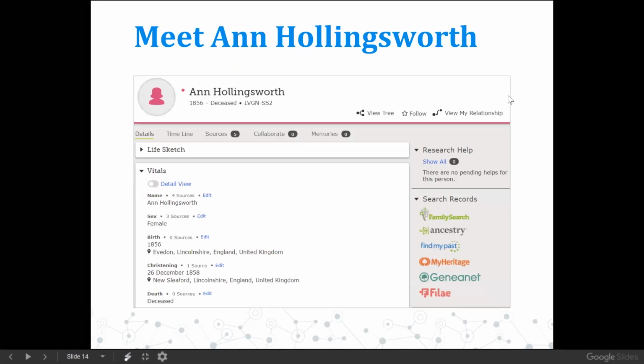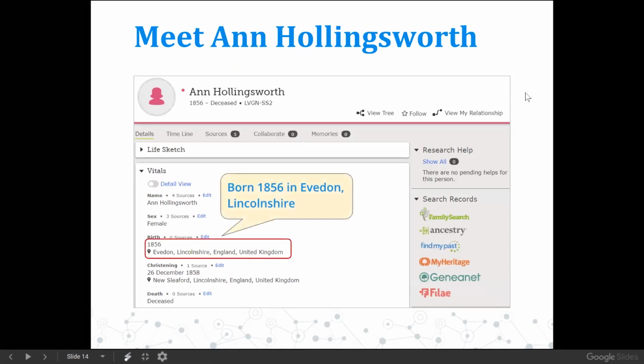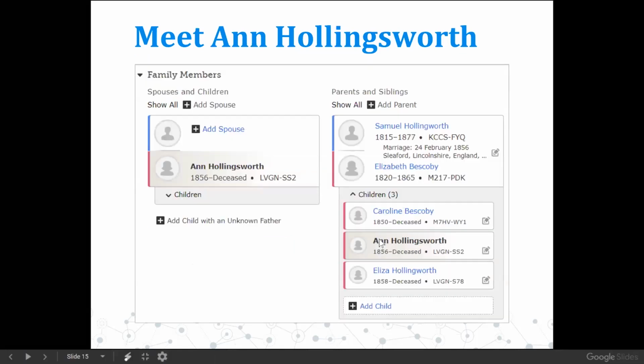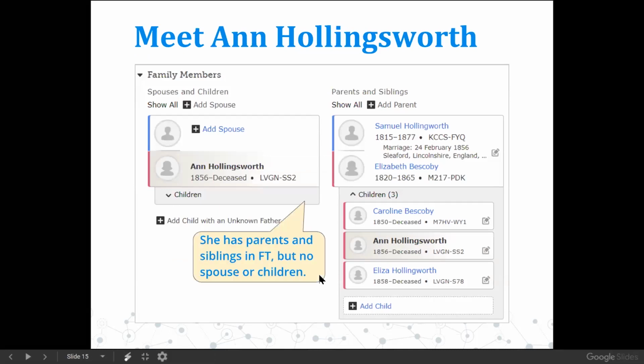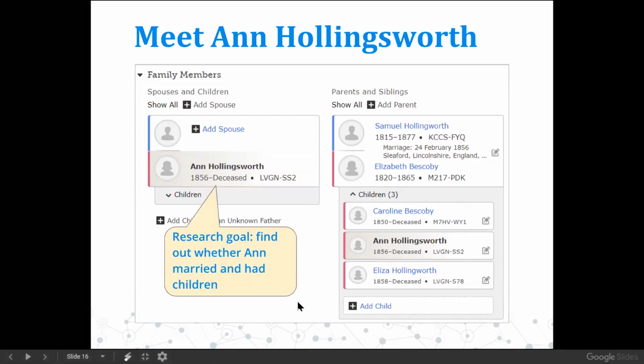So this is Ann's person page in Family Tree, and you notice that she is born in 1856 in Evenden, Lincolnshire. Let's look at her family. You notice that she's got parents. She's got a dad, Samuel, and a mom, Elizabeth, and she's got a few siblings, but she has no spouse or kids. So our research goal is going to be to find out whether Ann married and had children. If she did not, this is going to be a very short webinar.